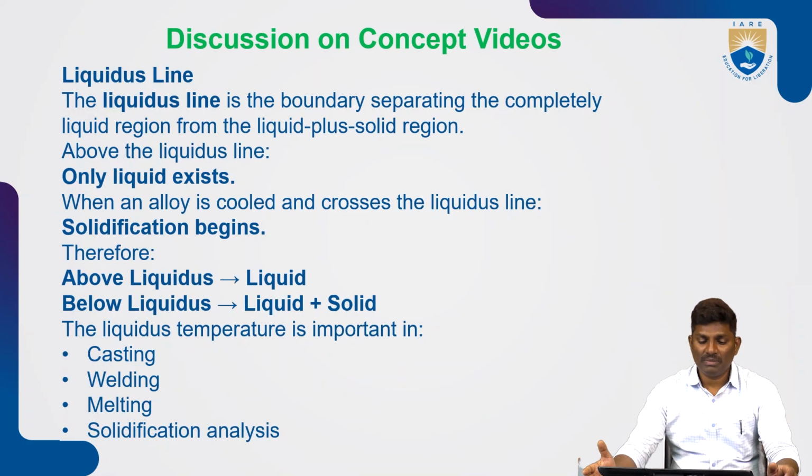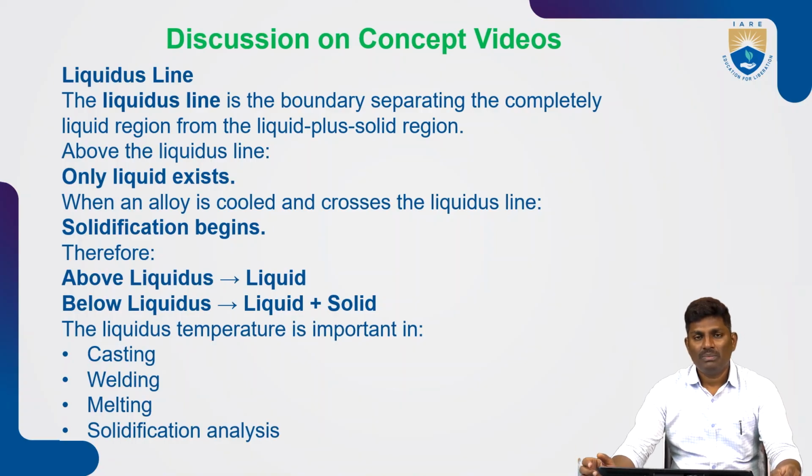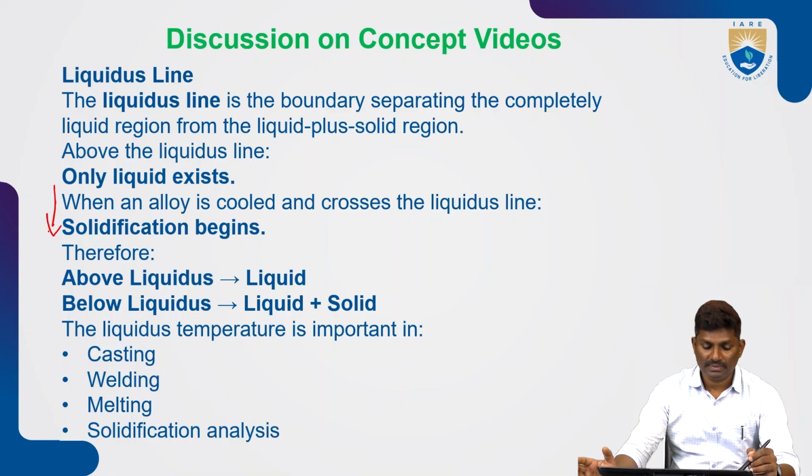The liquidus line is nothing but the boundary separating the completely liquid region from the liquid plus solid region. So only liquid exists there. That is called the liquidus line. When an alloy is cooled and crosses the liquidus line, the solidification begins. Once it is crossed further, you reach the solidus line. Above liquidus it is liquid. Below liquidus it is liquid plus solid, and after that you will have the solidus line.